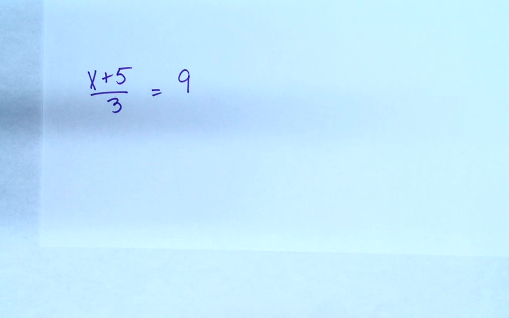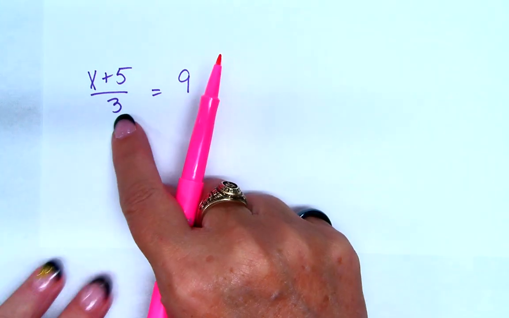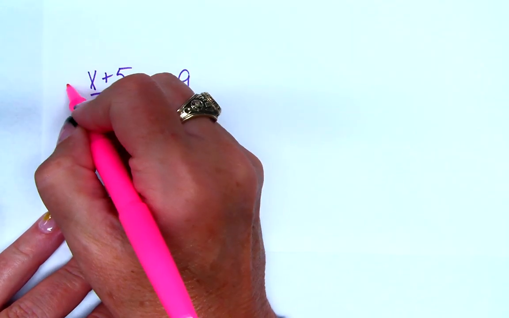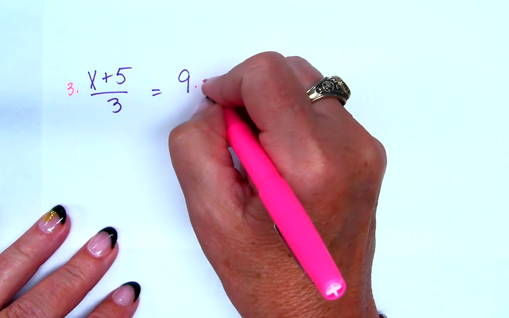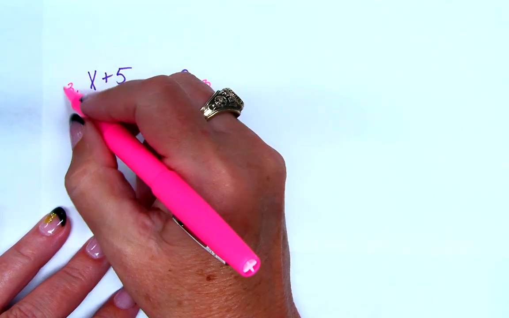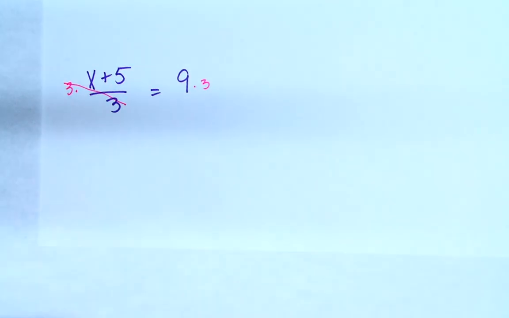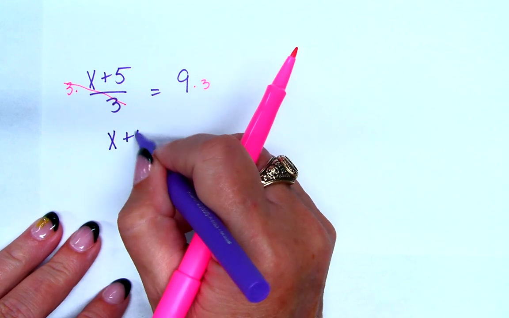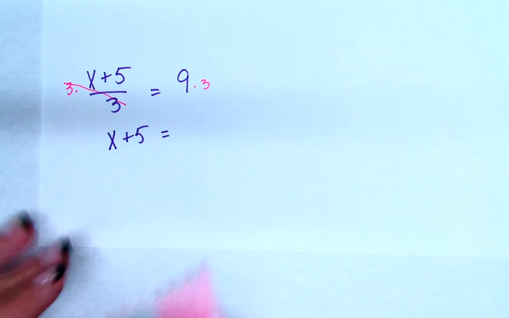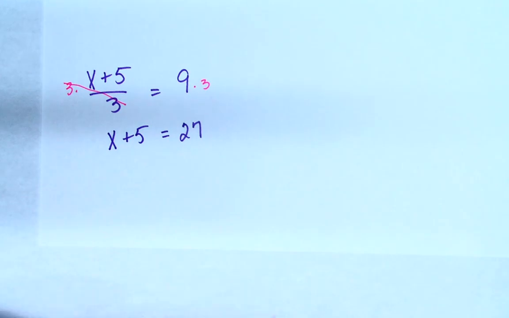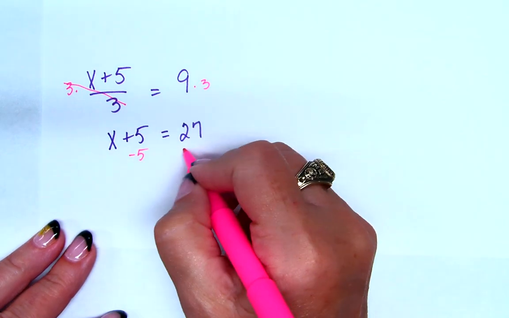I want to multiply by 3. Why do I want to multiply by 3? It's the inverse operation of dividing by 3, right? So if I multiply both sides by 3, what happens with this 3? That simplifies to 1, doesn't it? So on the left-hand side, what I have is x plus 5. And on the right-hand side, I have 27. Very good. Subtract 5 from both sides.